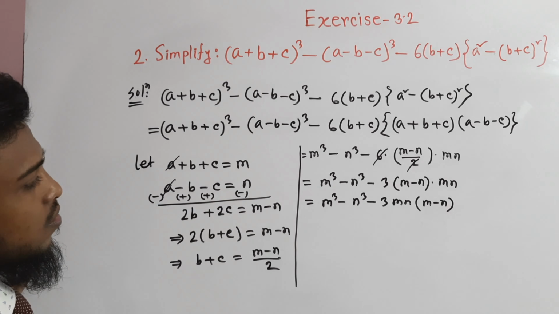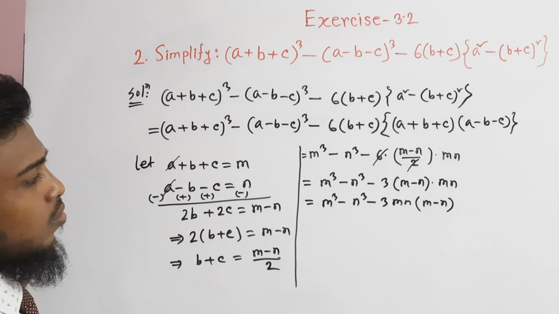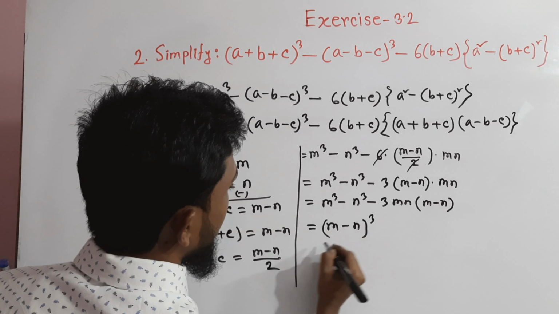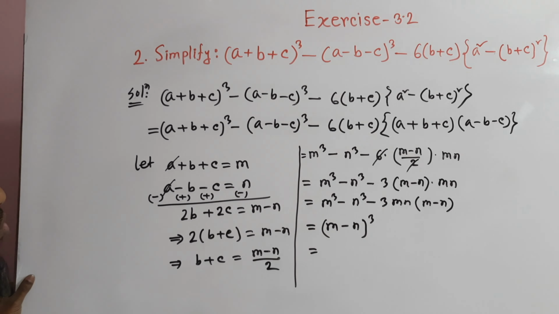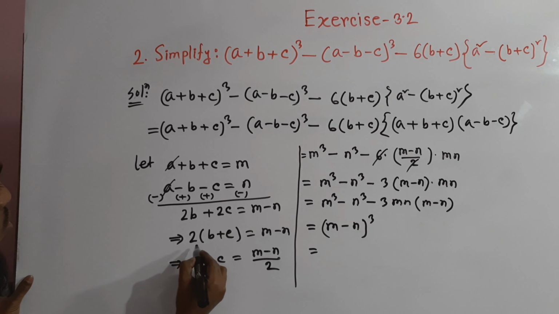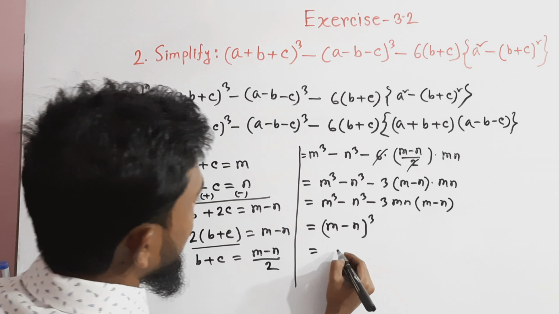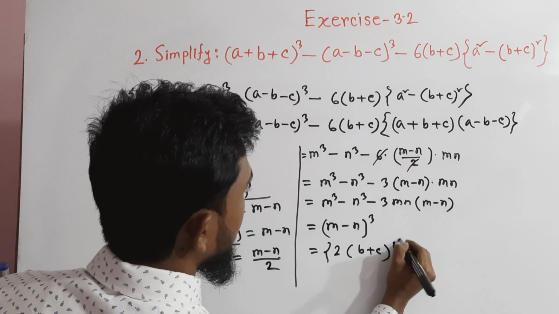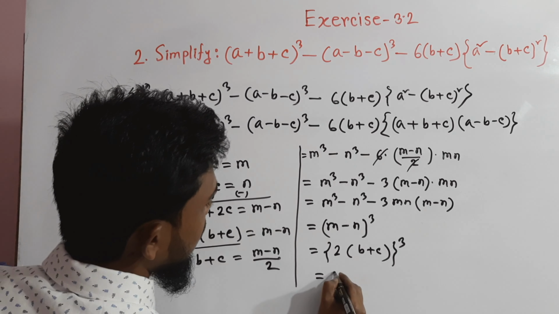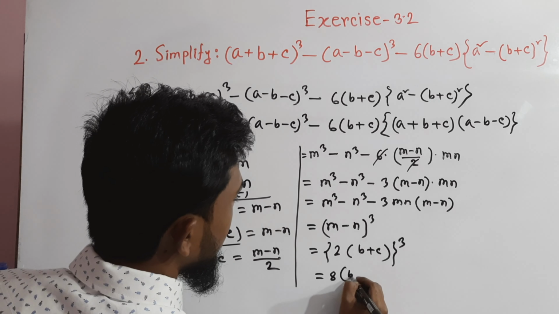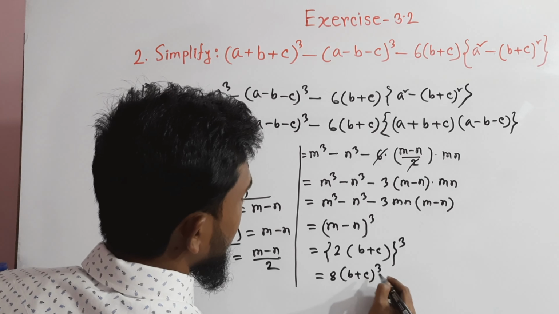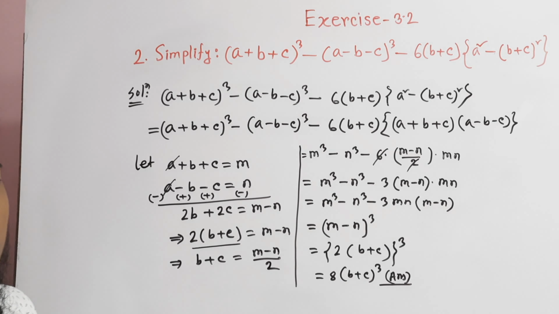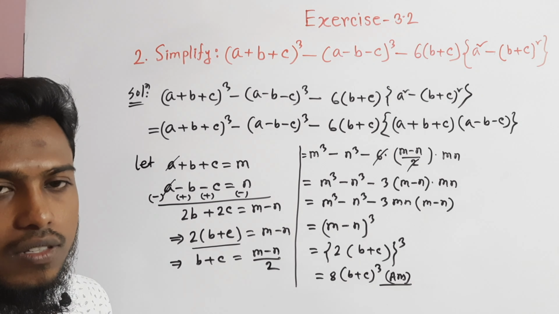Dear student, look, this is the formula of (a minus b) whole cube. So we can write (m minus n) whole cube. The value of m minus n equals 2 into (b plus c). So 2 into (b plus c) whole cube. Here 2 cube equals 8 and (b plus c) to the power 3. This is our answer. Dear student, I think all of you understood this calculation very easily.